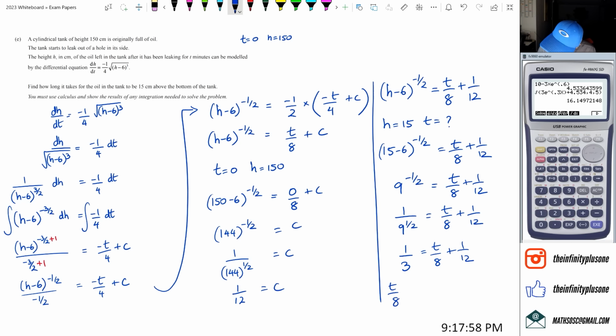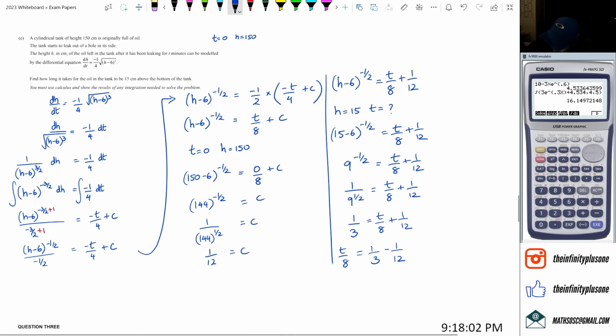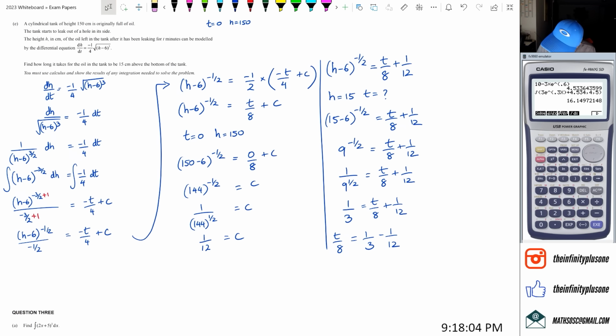Then we can say t over 8 is equal to 1 over 3 minus 1 over 12. It's late in the night and I don't want to do this. I'm lazy. Don't judge me. 1 divided by 3 minus 1 divided by 12 is 0.25, so it's a quarter. So t is equal to 8 over 4. T is equal to 2.